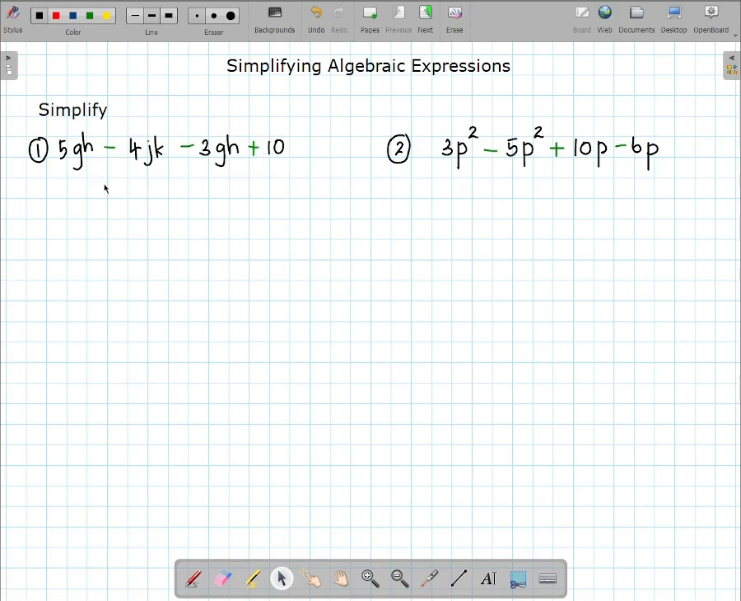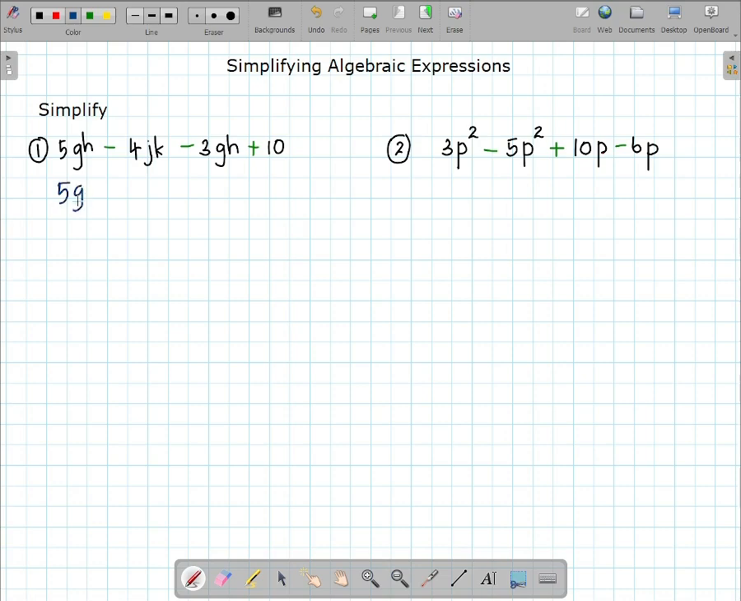So when you are given algebraic expressions to simplify, first of all, check the like terms. So first term is gh, 5gh. Then jk. gh and jk are unlike terms. Then we have another gh here. So 5gh and 3gh we can collect. So I'm going to write them together.